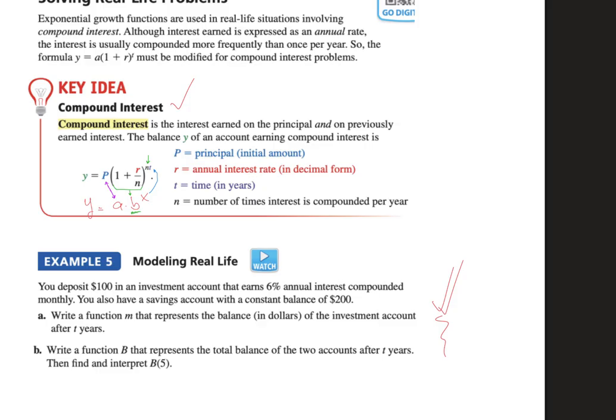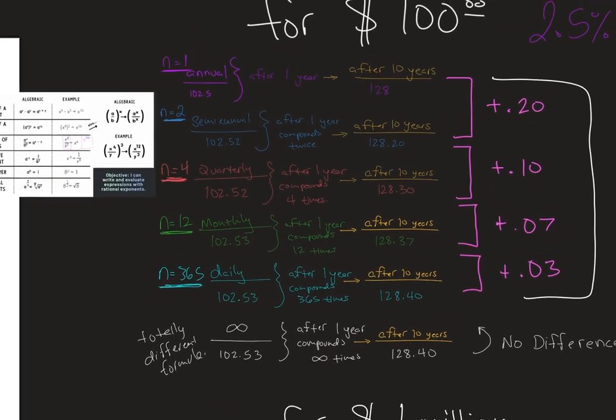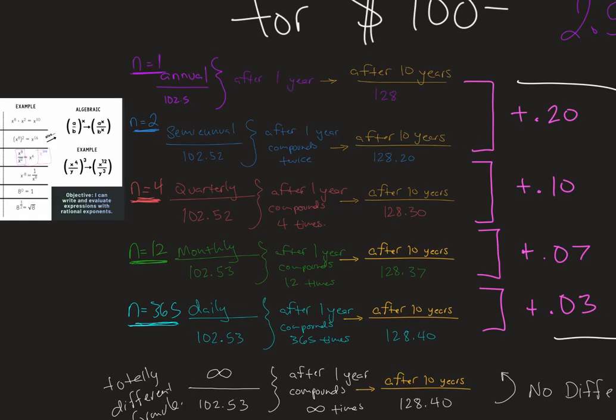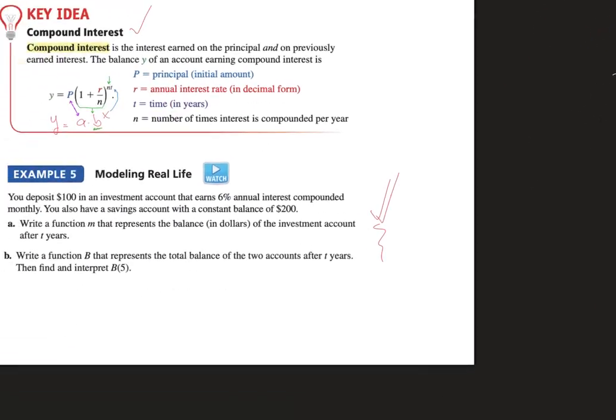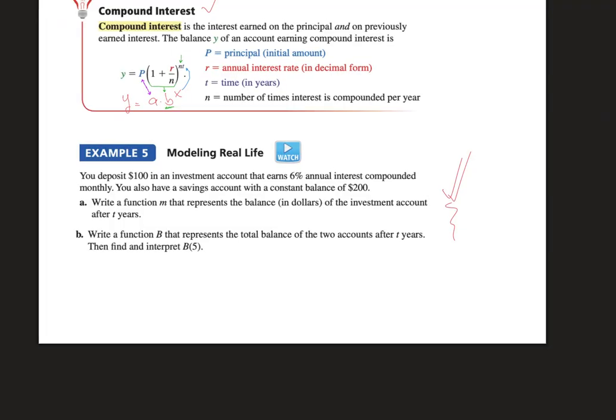Okay, so here, a quick review of what I actually want you to remember from this, or maybe write down. Annual, n is 1. Semi-annual, n is 2. Quarterly, n is 4, monthly, n is 12, daily, n is 365. I didn't do weekly, but n would be 52, right? Because there's 52 weeks in a year.